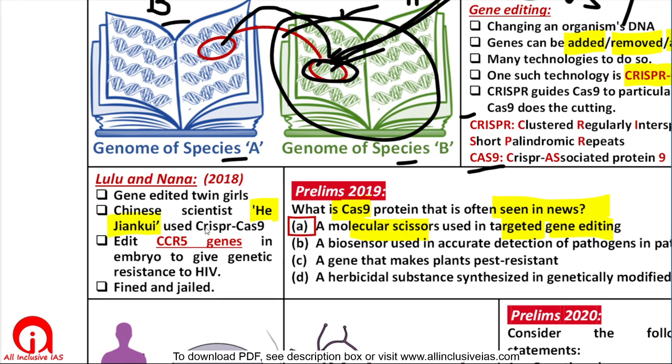He used CRISPR-Cas9 to edit the genome of two twin girls. Okay, they were born. These two twin girls were born by this scientist doing some genome editing. He changed the CCR5 gene of their embryo in such a way that these girls have resistance to HIV virus. The same thing that I had explained earlier in this lecture.